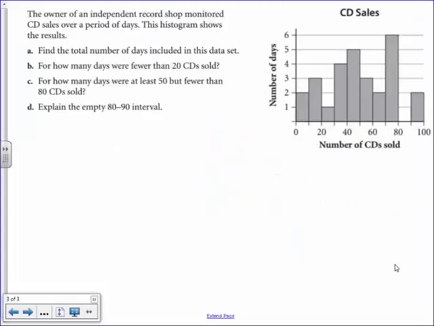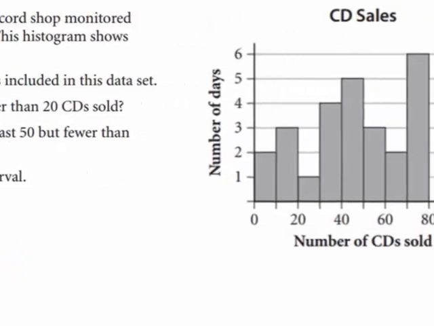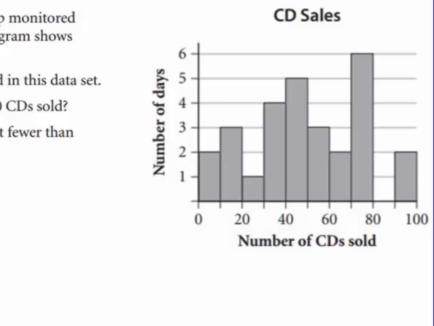All right, so let's actually take a look at a histogram and make some observations from it. This is the most important thing, able to read a graph. So it says the owner of an independent record shop monitored CD sales over a period of days. This histogram shows the results. So for A, it says find the total number of days included in this data set. Well, let's see, where are my number of days at? Okay, it's right here, it's on the y-axis, the number of days.